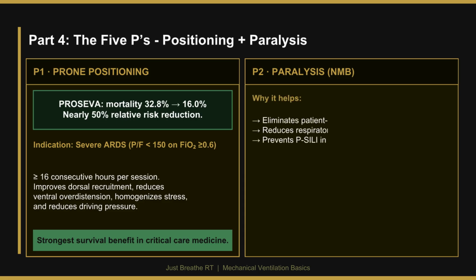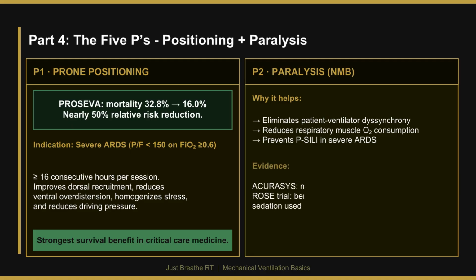Neuromuscular blockade eliminates patient-ventilator dyssynchrony, reduces respiratory muscle oxygen consumption, and, critically, prevents PSILI, patient self-inflicted lung injury, which we discussed in depth in the dyssynchrony video. The 2025 German guideline recommends neuromuscular blockade for the first 48 hours in severe ARDS.